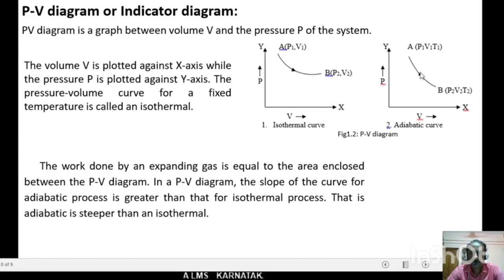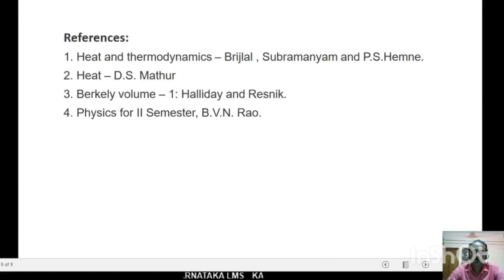Here these two graphs indicate PV diagram or indicator diagram, one for isothermal and another one for adiabatic. That's all. Thank you.